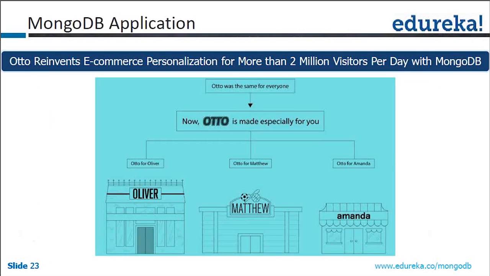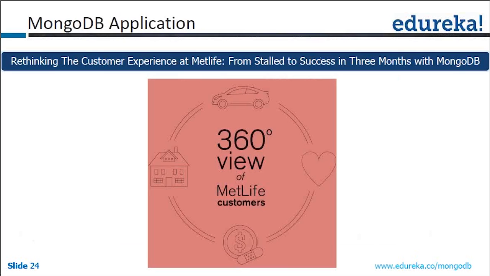Auto reinvented e-commerce personalization for more than 2 million visitors per day with MongoDB. So that is another use case. You can find those details on the MongoDB site itself, so you don't have to spend time here. MetLife built a 360-degree view of their customers, and the time taken, they said, was only 3 months. So that's another win story.